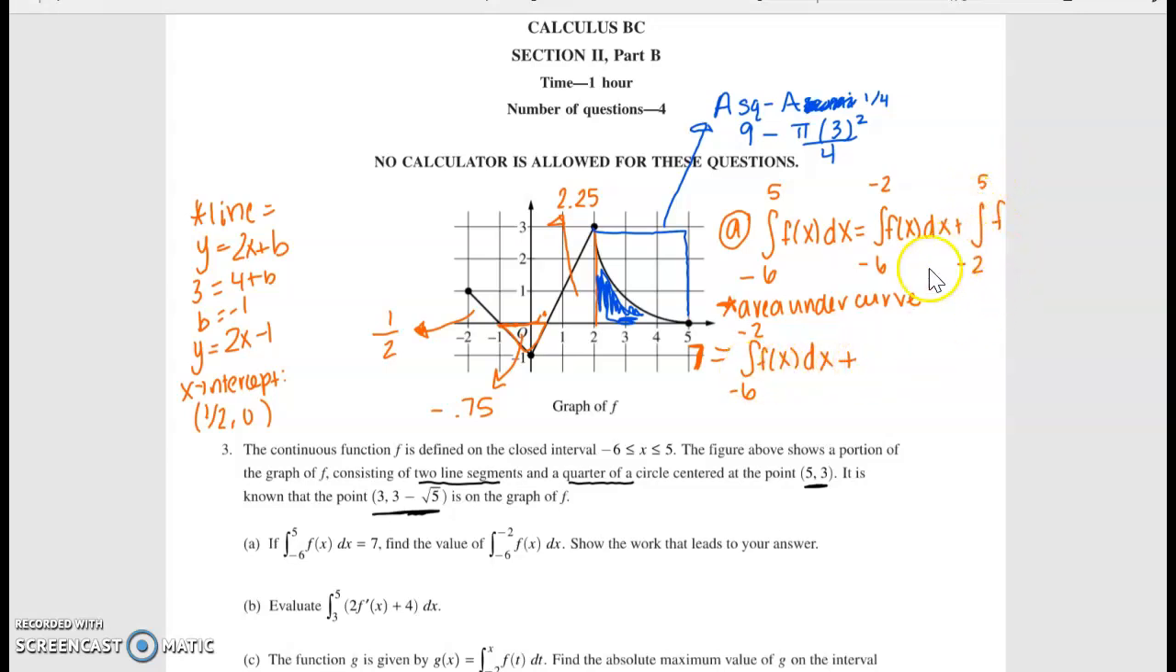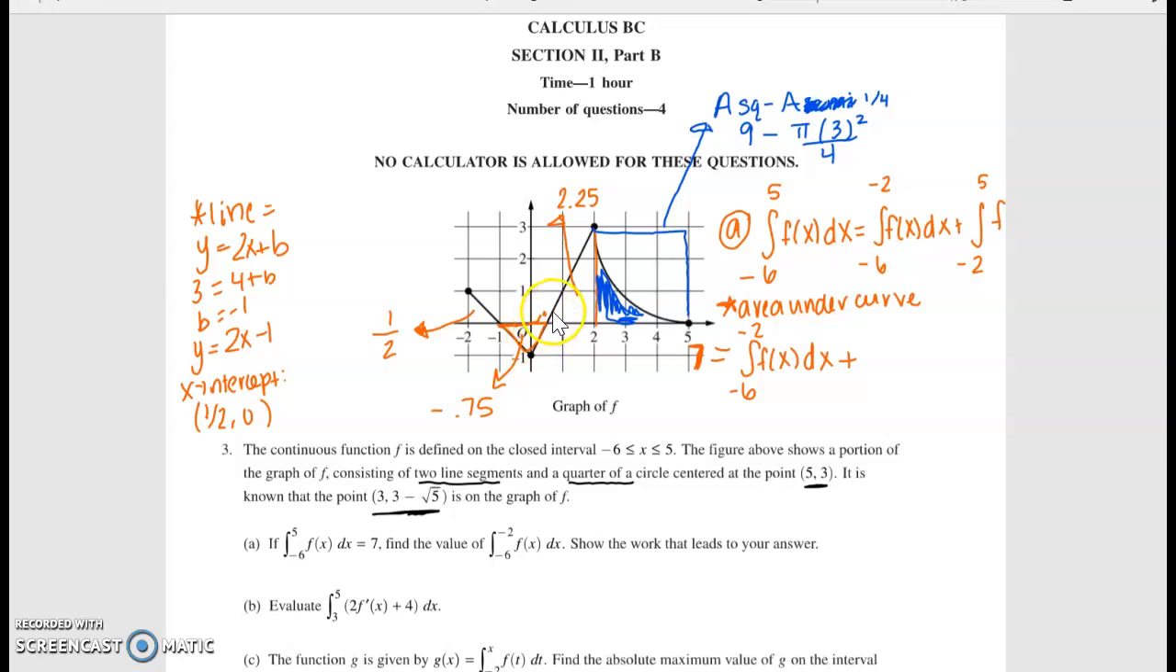Plus the entire area from negative 2 to 5. So now this is where I need to find the area under the curve between negative 2 and 5. So this little triangle is very easy right here. It's 1/2. Now this triangle, here's the issue. We have to figure out where this crosses the x-axis. Now if you assumed 1/2, you just got lucky. How do I know that it's truly 1/2?